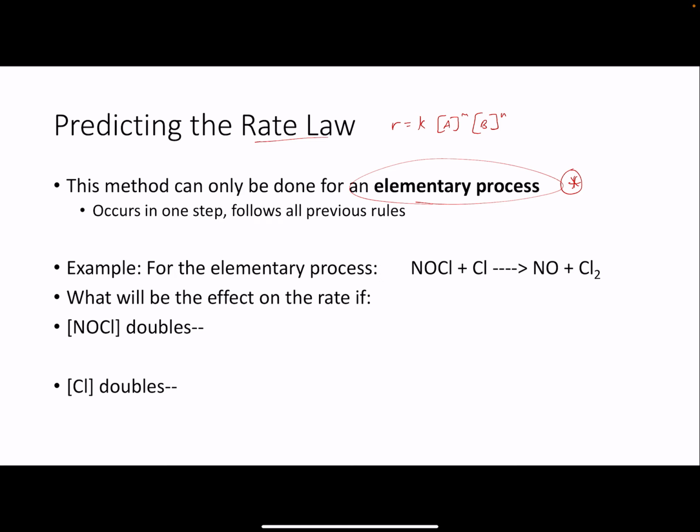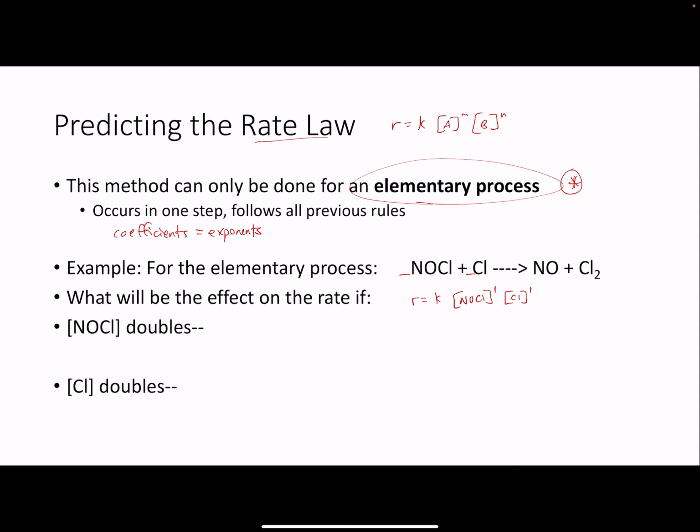In the rate law, the coefficients are the exponents. And it's that simple, only for elementary processes. So in this case, if we look at the reaction here that we're given, NaCl plus Cl, we know the rate law is based on the reactants. So reactant 1 is NaCl and reactant 2 is Cl. And what we're saying is that for an elementary process, the exponents are the coefficients. So there's our rate law.